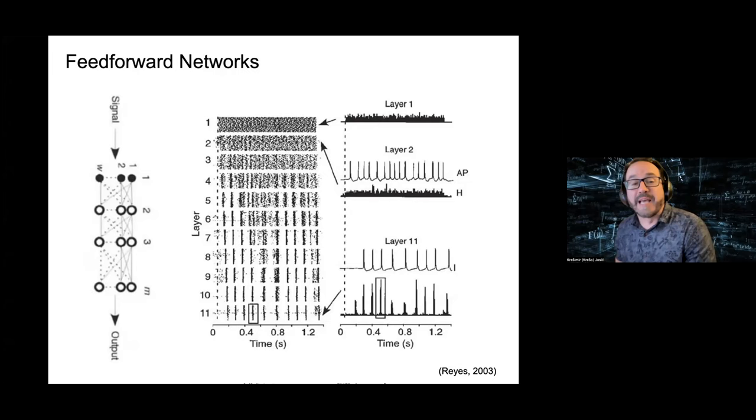When you get to the 11th layer, you get almost periodic behavior, right? So there's no noise and the CV is almost one. Wow. And so this is really mysterious, right?